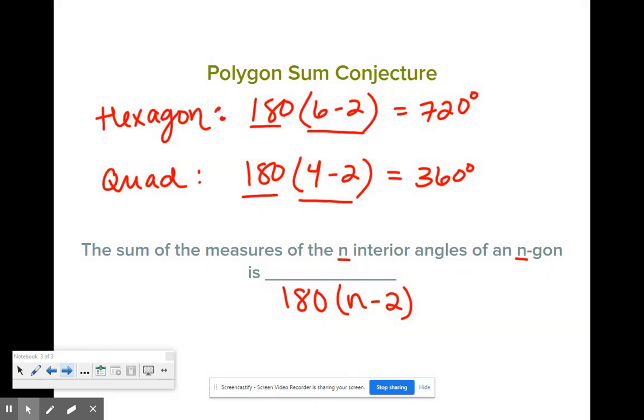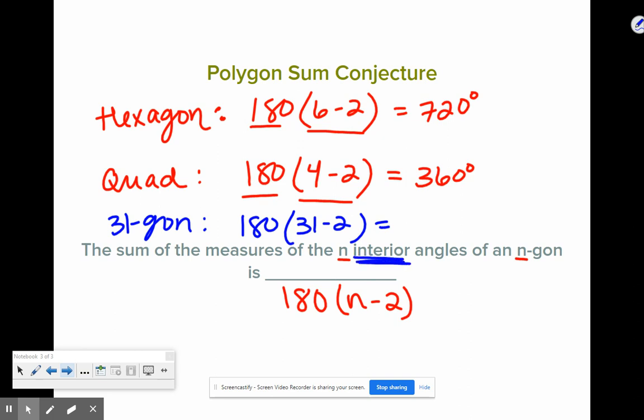Sometimes they might say, what's the interior sum of a 31-sided shape? So if we had a 31-sided shape, we do 180 times 31 minus 2 and solve. This is for interior angles only, and it's the sum. So it's the angles together added up, the total. That's the part a lot of people tend to get mistaken.